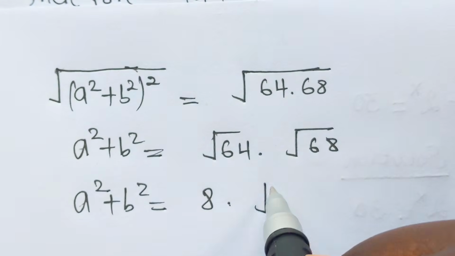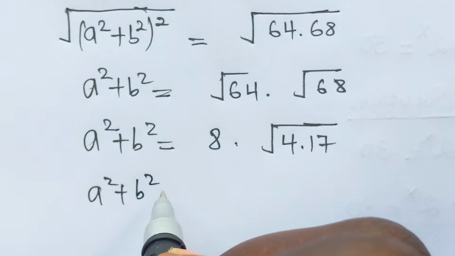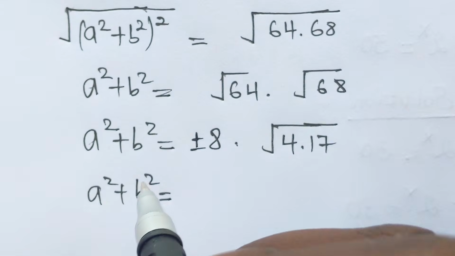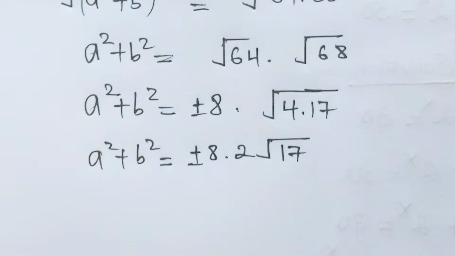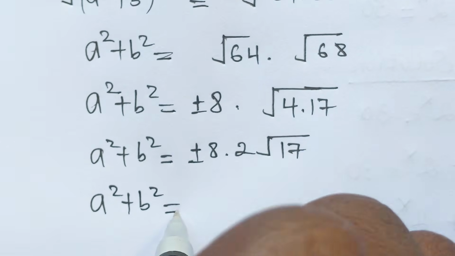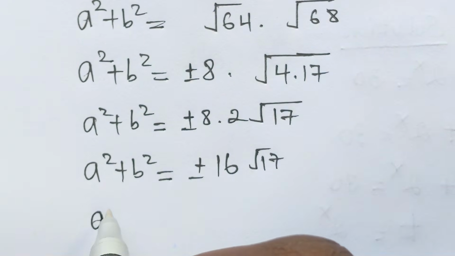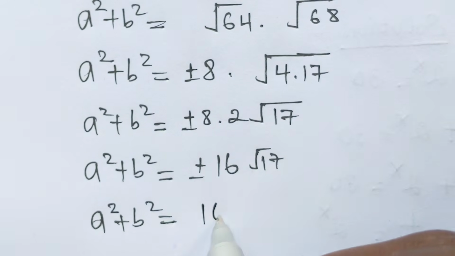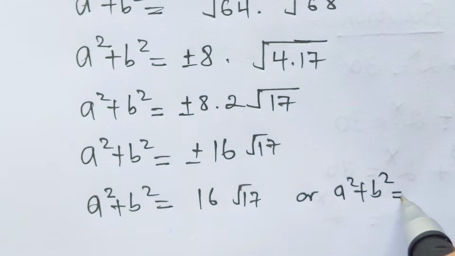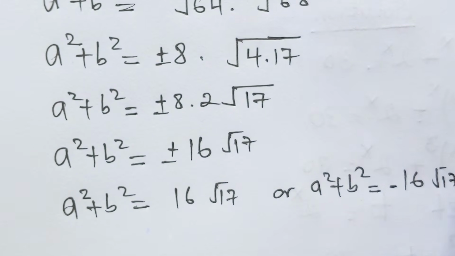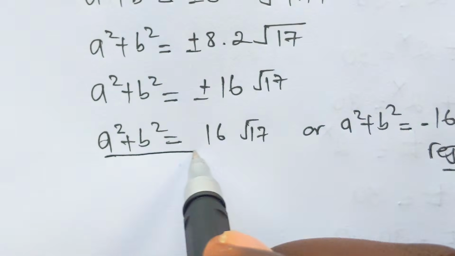the square root of 4 times 17, which is a squared plus b squared. Because we have positive or negative, we shall say positive or negative 8 times 2 square root of 17, which is equal to a squared plus b squared, which is equal to positive or negative 16 square root of 17. And here we have a squared plus b squared equal to 16 square root of 17, or a squared plus b squared equal to negative 16 square root of 17. And this will be rejected, and we shall continue with this one.